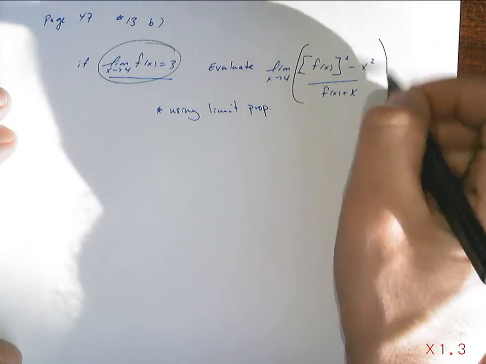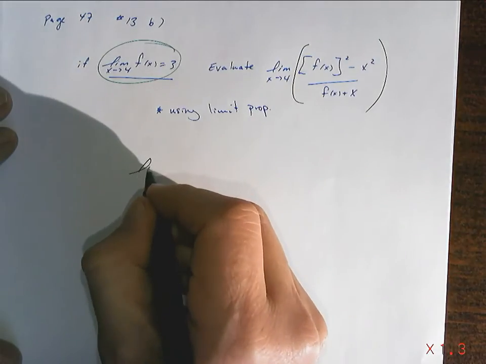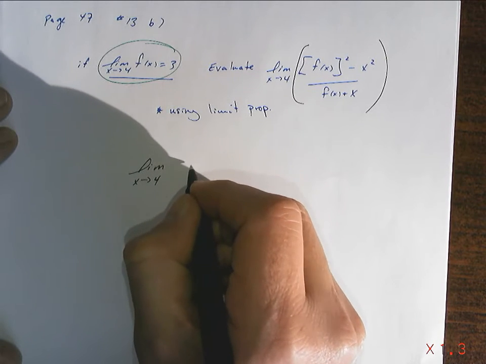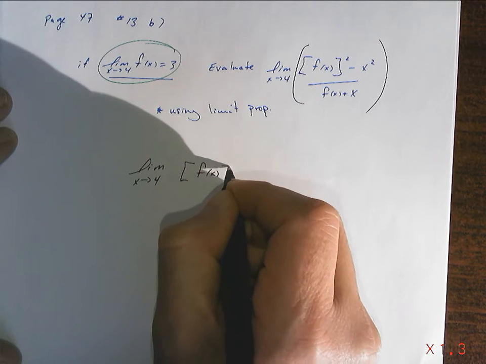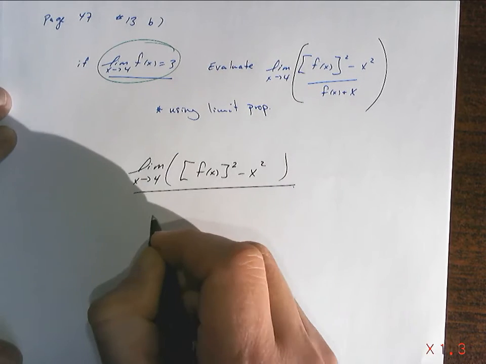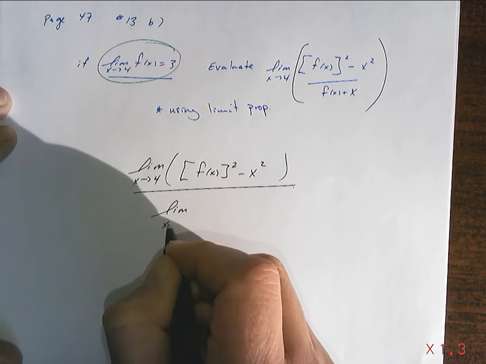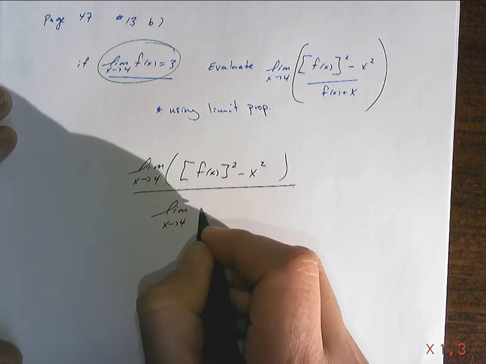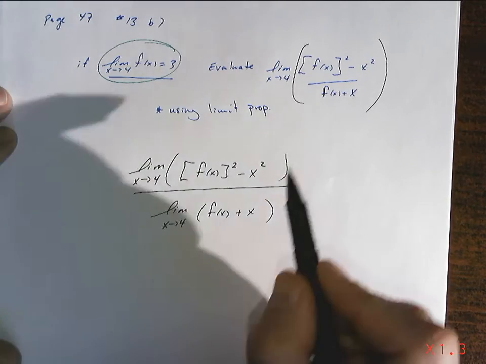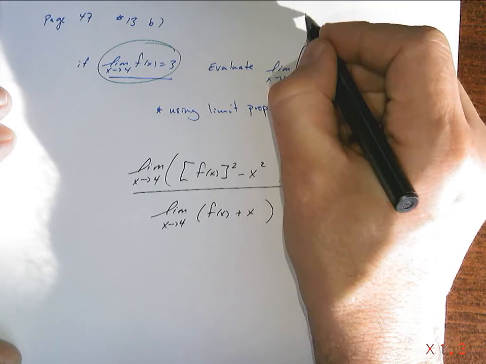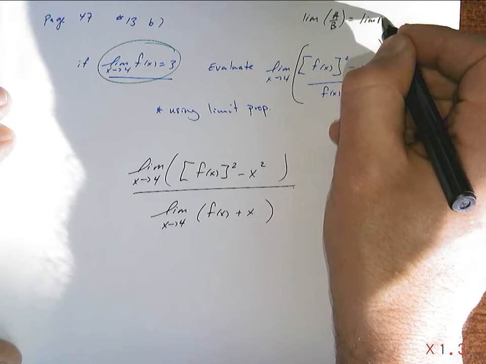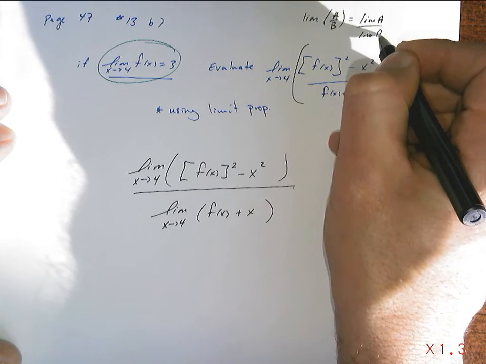So what you have here is the limit of a quotient. Your first step is to use the fact that the limit of a quotient is going to be equal to the quotient of the limits. So what's happened here is this was the limit of a over b, and I've changed it to the limit of a over the limit of b.